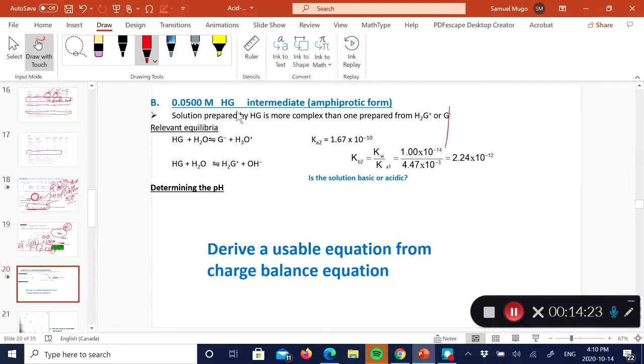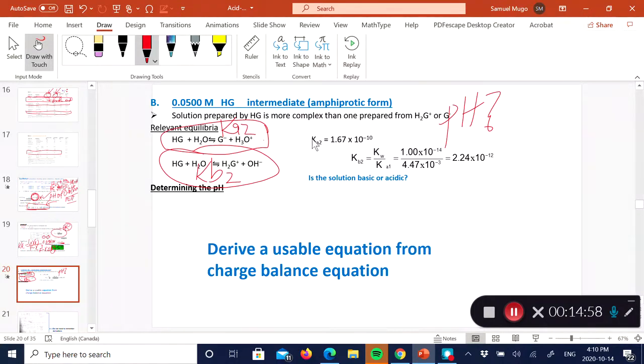What would be the pH in that case? Now, remember, this is an amphiprotic species, meaning it can undergo dissociation, so it can behave as an acid, and you can see this is the Ka2, but also it can undergo hydrolysis, meaning this is the Kb2, meaning it can undergo hydrolysis. Okay. Now we already know that it is an amphiprotic species.